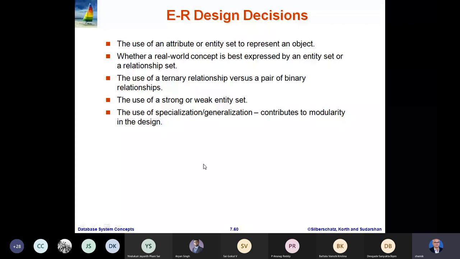Strong or weak entity set, of course, we have said that if it is children of employees that we want to model, then we have to model that as a weak entity set. We cannot force any key attribute for that. Rather, we'll have those discriminators. And specialization, generalization, of course, helps in modularity of the design. So instead of coming up with completely unrelated entity sets, we would like to show them in the form of specialization and generalization.